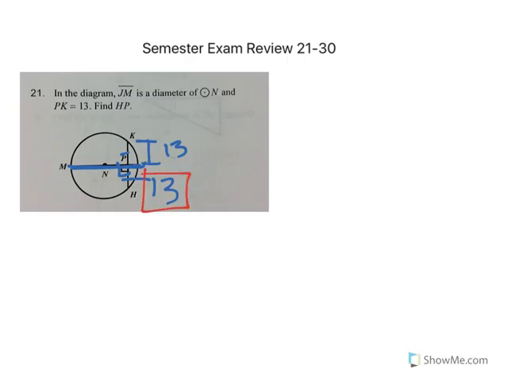Had it asked for HK, whoops, that's an awful looking line. The whole thing would be 26. But it didn't ask for the whole thing, it just asked for HP, which is 13.